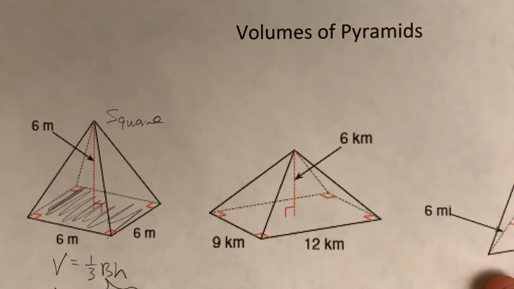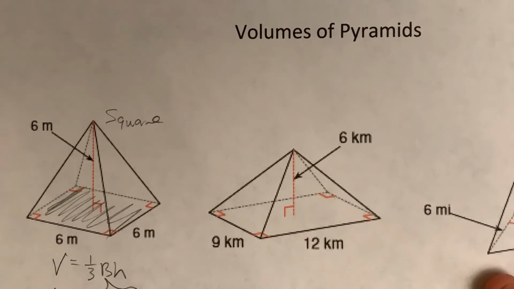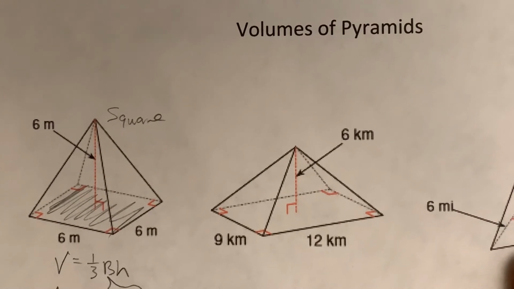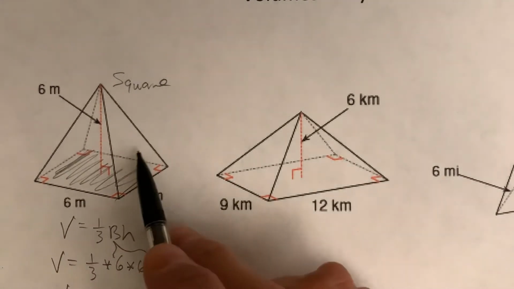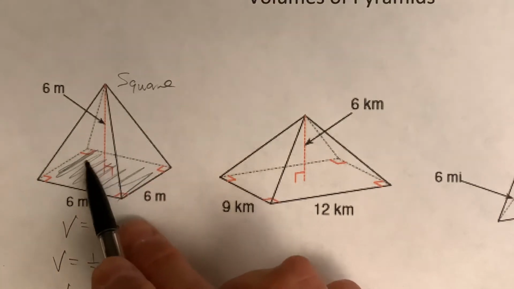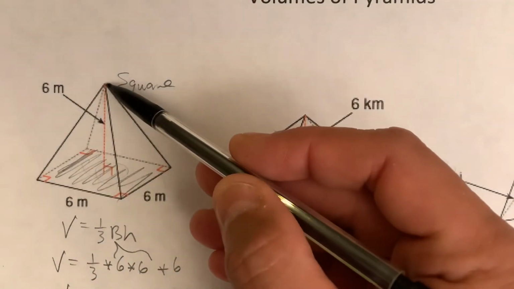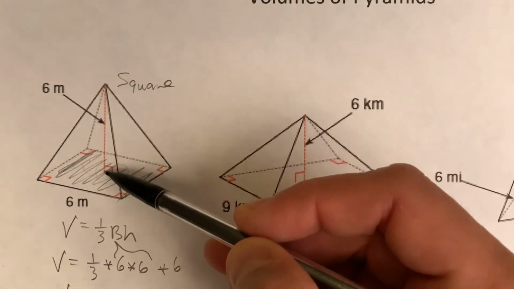So let's go with the idea that we're working on volumes of pyramids. There are three types of pyramids we're going to focus on: the square, the rectangular, and the triangular, and they're named by their base. So let's focus on this first one right here now. This has a square base, so it's called a square pyramid. It has the apex right here, which is directly above the center of the base.